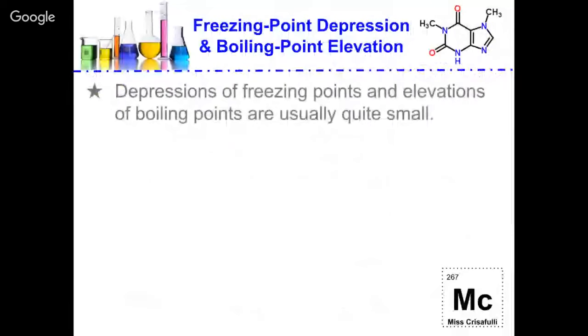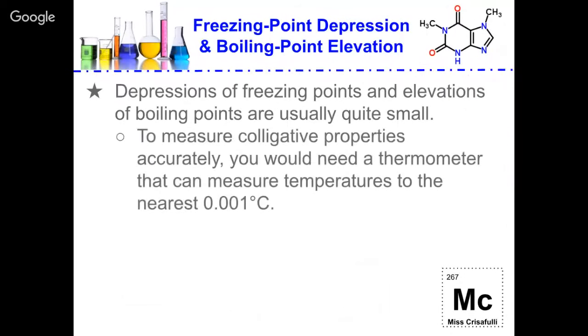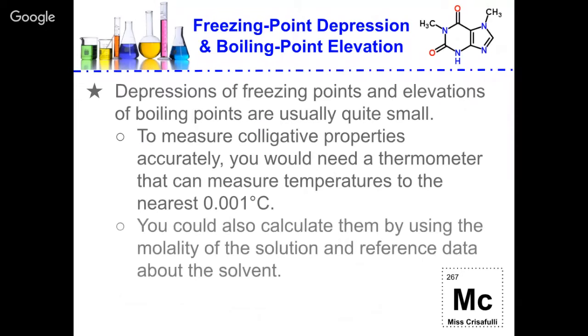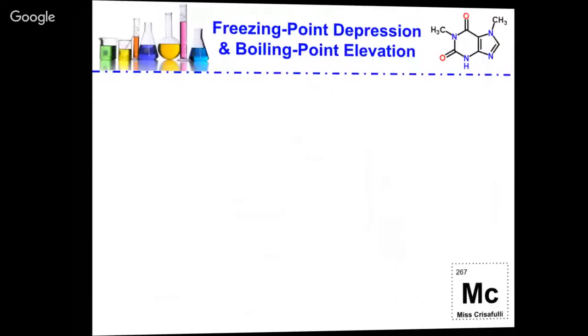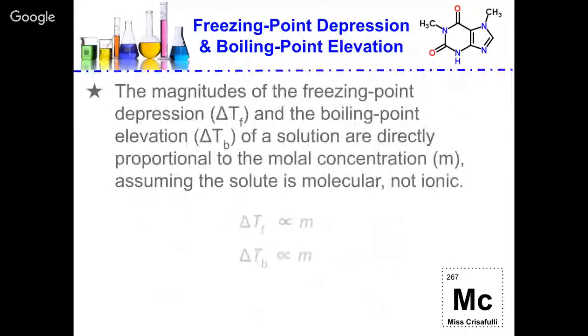All right, so now let's talk about freezing point depression and boiling point elevation. The depressions of freezing points and elevations of boiling points are usually quite small. So we could either measure it with a really precise thermometer or we can calculate them. And so let's talk about how to calculate them. So we would have to calculate the freezing point depression, or the change in temperature, and it's going to be based on the molal concentration.